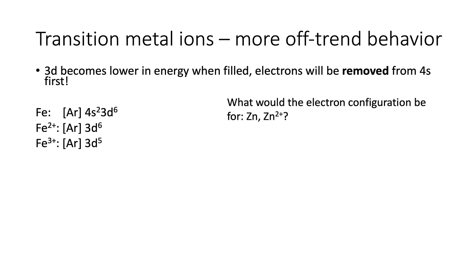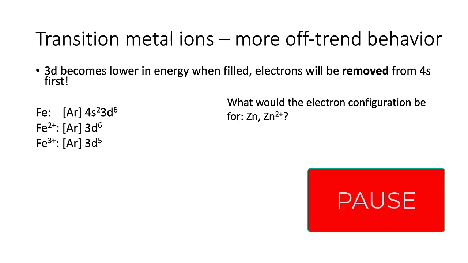Okay, so with this in mind, go ahead and pause the video here and think about, well, what about for zinc and for zinc 2+, the zinc ion? What are the 2 electron configurations for those? Go ahead and start with zinc. Then for zinc 2+, you'll remove the 2 highest energy electrons and see what you come up with.